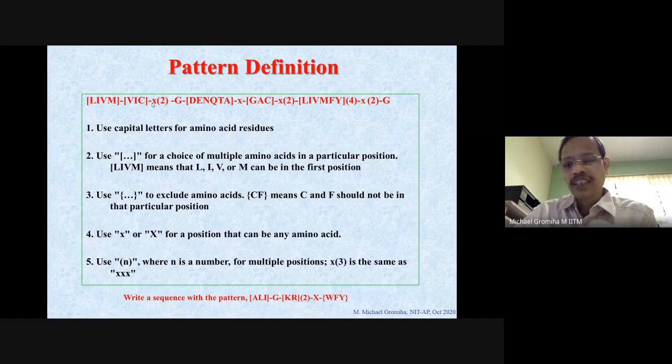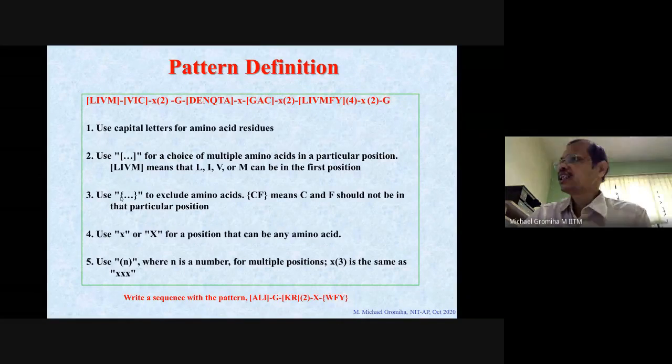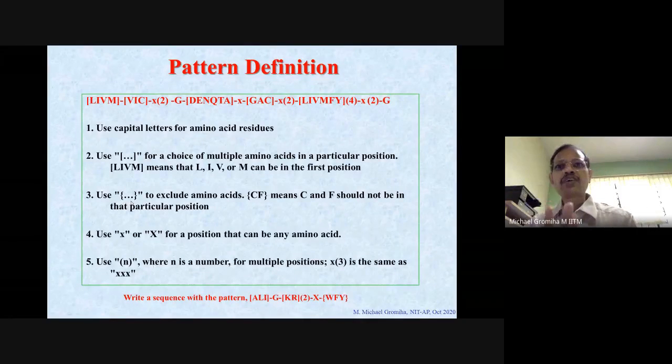X2 means X is any amino acid. You can put any of the 20 amino acids 2 times, right? If they write any specific amino acid, G, that means that place is occupied only by G. You cannot change this amino acid. It is very conserved, you have to keep it. Here one among these, and here also one among these, X is any 2, like that. If there is a curly bracket, then you have to exclude. If there is a curly bracket and you put A, then A is not allowed at that particular position, right?